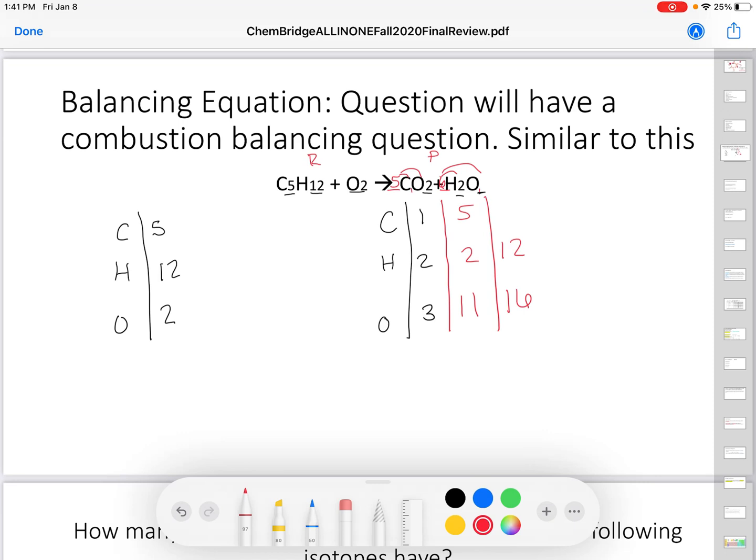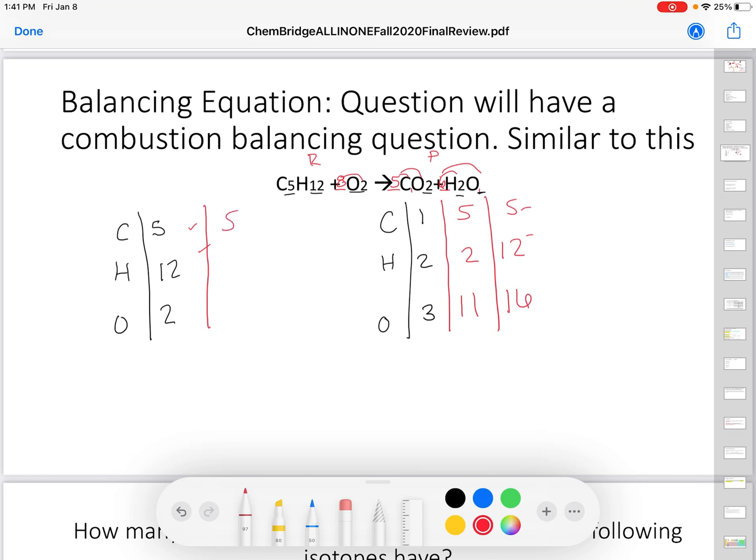And 5 times 1 for this carbon is 5. So I have 5, 12, and 16. So carbon and hydrogen are balanced, but I need to balance that oxygen. So what times 2 will give me 16? That is the coefficient that I will put here. So 8 times 2 is 16.